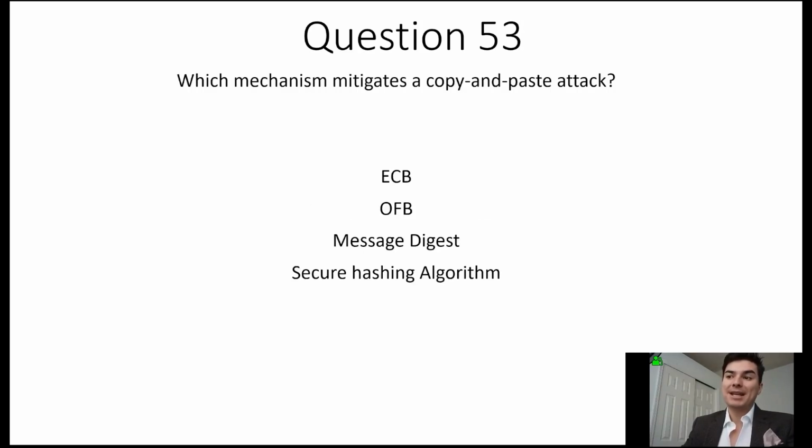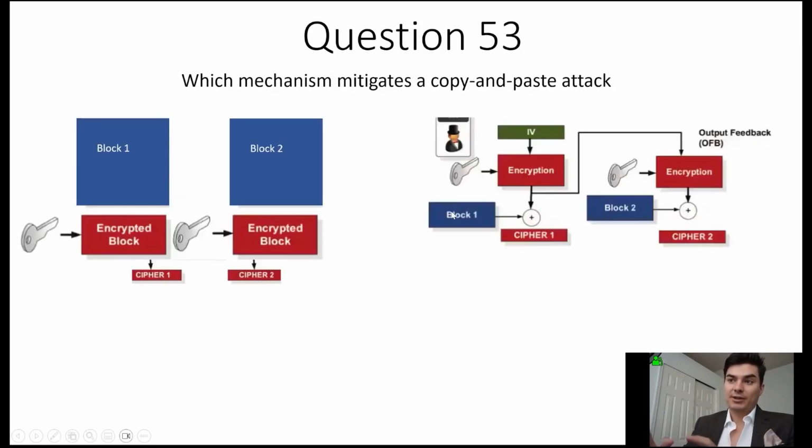Which mechanism mitigates a copy and paste attack? So right off the bat, I want to eliminate the message digest and the secure hashing algorithm, because those are hashing algorithms used for integrity purposes. And so we know it has to be either ECB or OFB. So we're going to take a look at the two different mechanisms and how they work, and what exactly a copy and paste attack is.